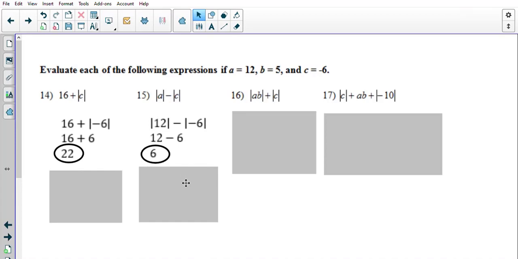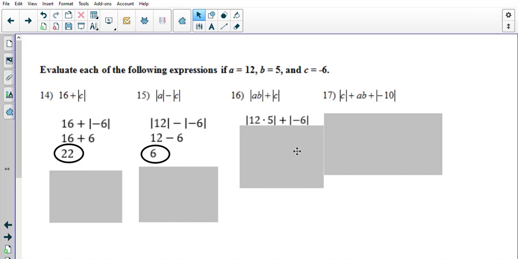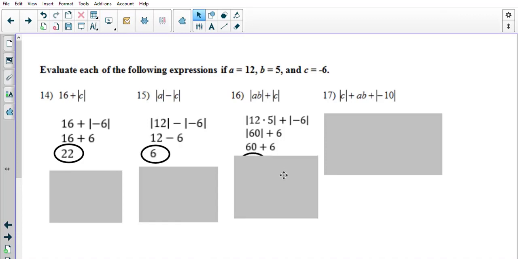Number 16, I have absolute value of AB plus absolute value of C. Now remember, AB does not mean we squish A and B together. It means we multiply A and B. So you're going to notice we're going to have absolute value of 12 times 5 plus absolute value of -6. So the first thing I did was 12 times 5 inside those absolute value bars. That got me 60. And then I did absolute value of -6 in that same step to get 6. The absolute value of 60 is 60. So I do 60 plus 6 to get my solution, which will be 66.